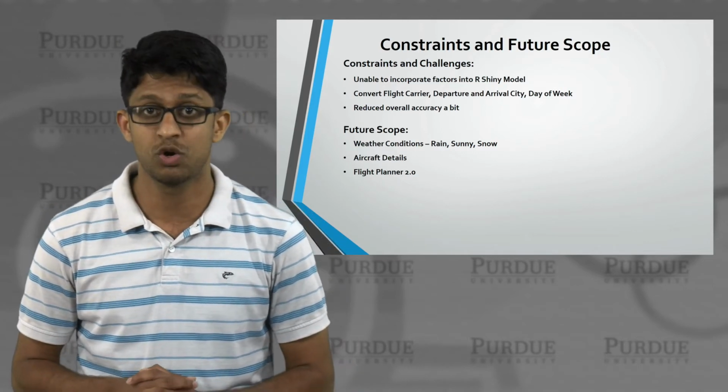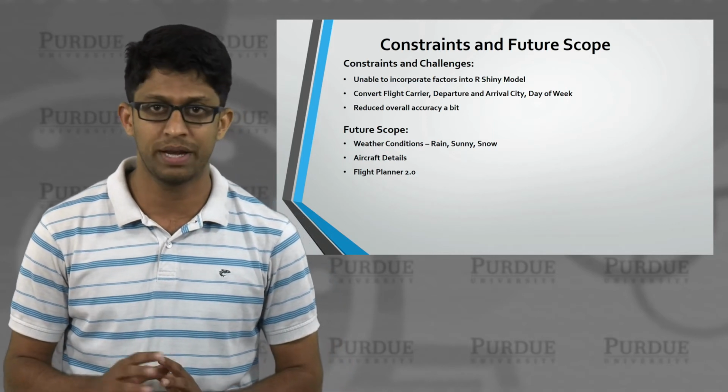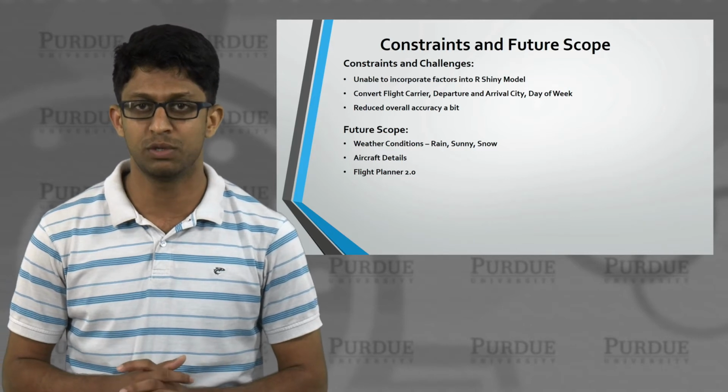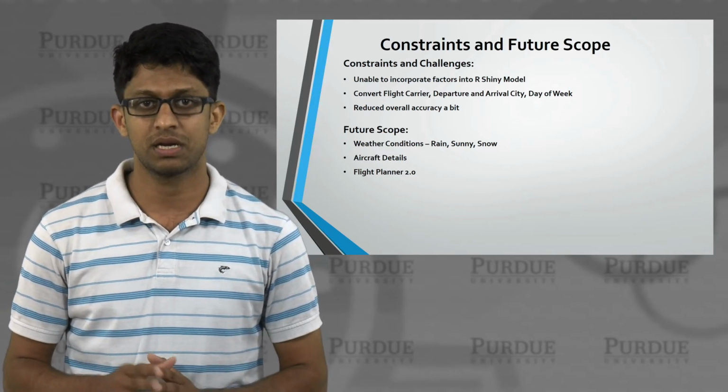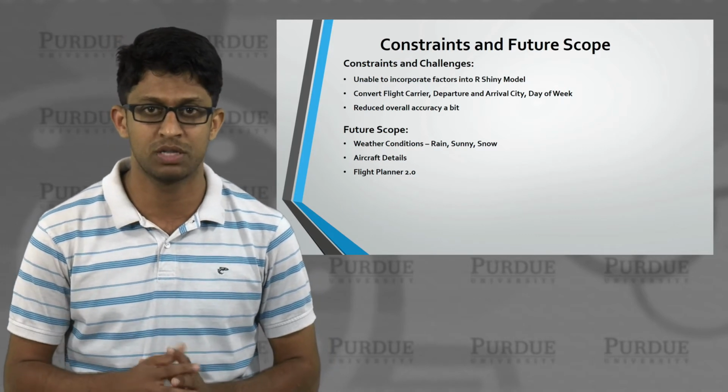Now let's look at the future scope of our model. We did not incorporate any weather conditions, which we plan to incorporate in the future. Weather conditions means a lot of variables such as the wind speed, the temperature, and whether the day is rainy, sunny or snowy, etc. These would be incorporated into the model.